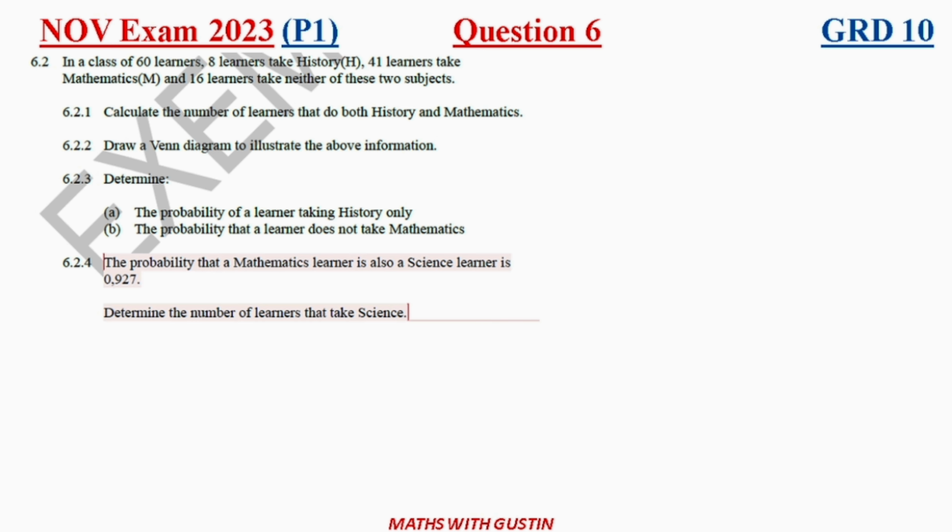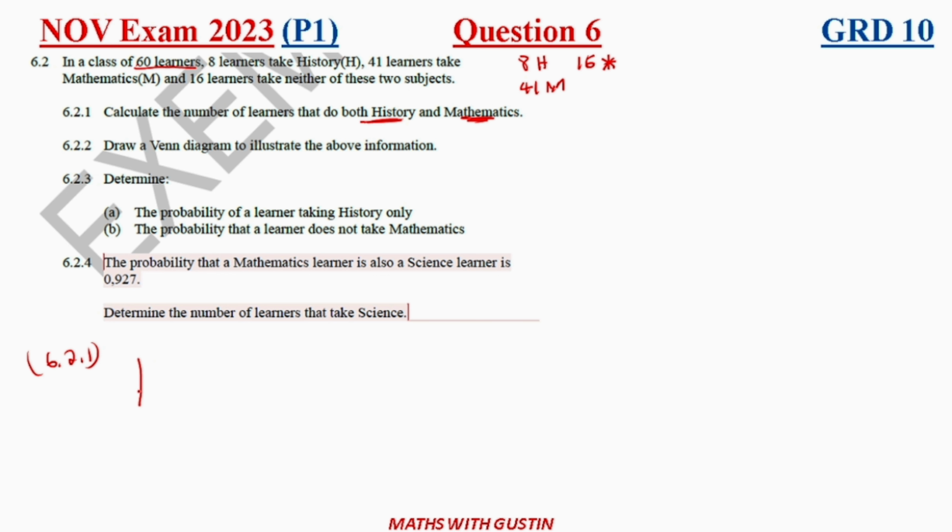All right, 6.2, they gave us a statement there. They said in a class of 60 learners, so this is the total number of learners, 8 of the learners do history, and 41 of those learners do maths only, and 16 of those learners do none. 16 of those learners don't do either of the two subjects. So let's move on. 6.2.1 says calculate the number of learners that do both maths and history.